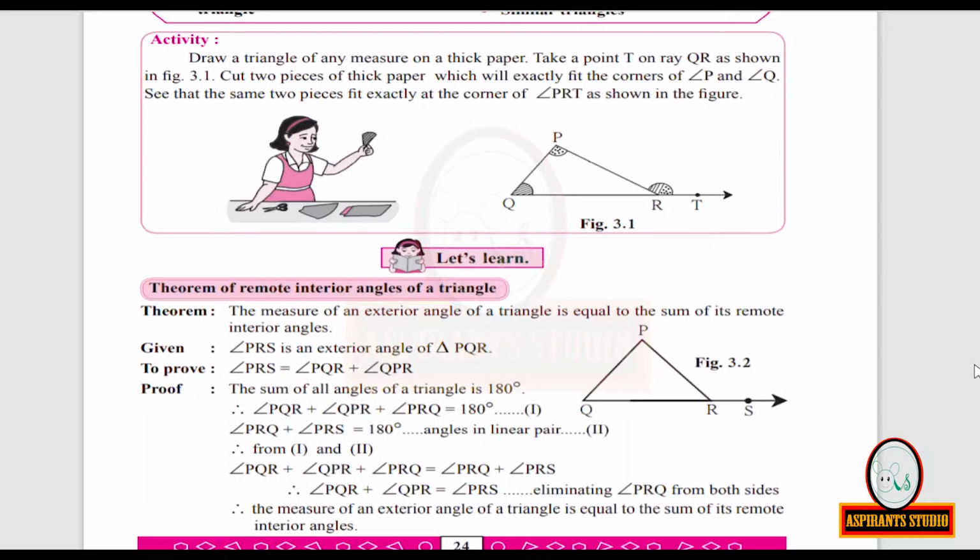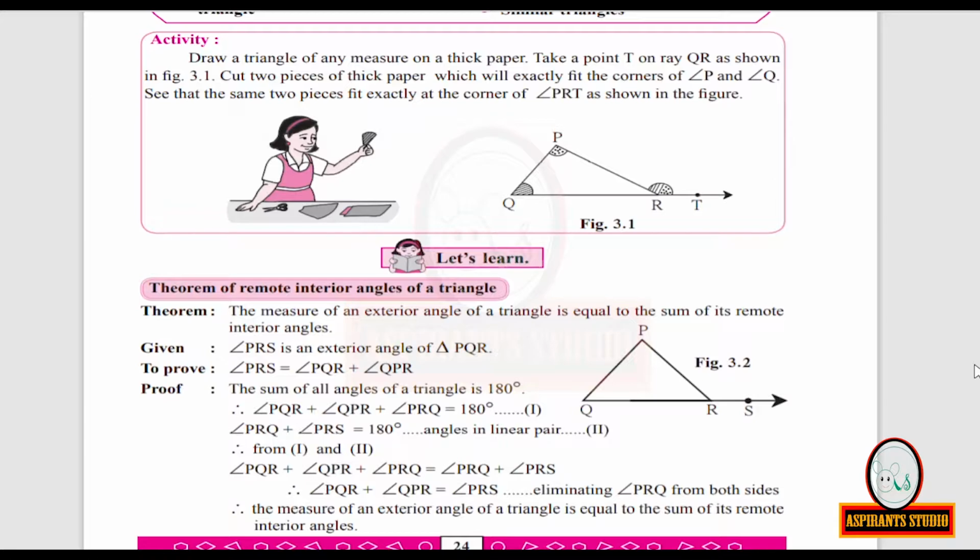We are going to learn the theorem of remote interior angles of a triangle. The statement goes like this. The measure of an exterior angle of a triangle is equal to the sum of its remote interior angles.